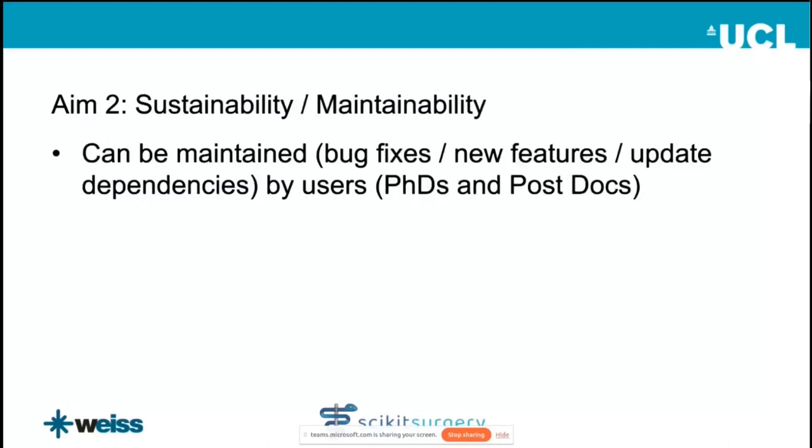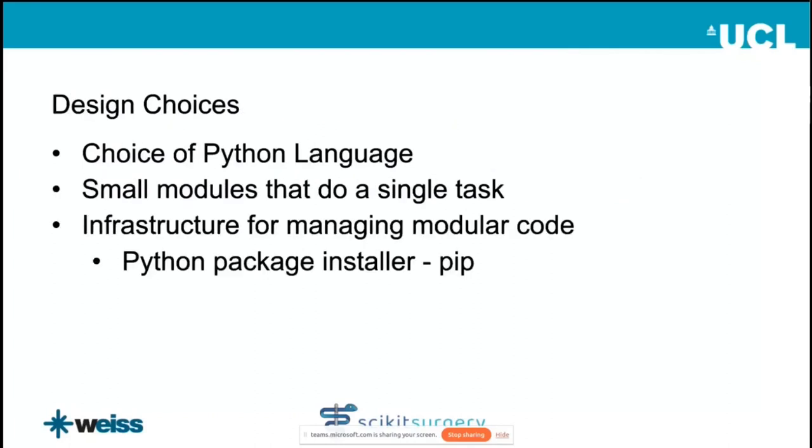The second big aim of SciKit-Surgery, where we've fallen down in the past to some extent on previous projects, is sustainability and maintainability. We want to make sure our libraries can be maintained, that's bug fixes, new features, updated dependencies, by their users, so we don't require a funded team of software engineers. So we're going to get PhDs and postdocs to continue to contribute to the libraries going forward, and that makes sustainable software. So the design choices we took when we started with SciKit-Surgery are informed by these aims.